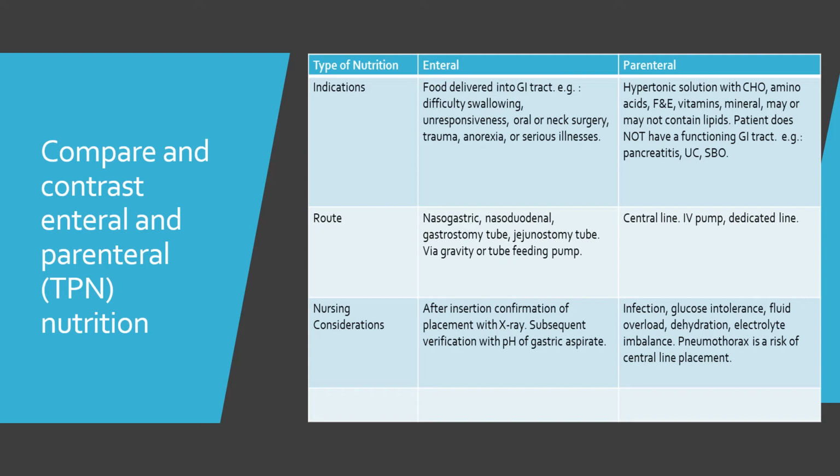Some nursing considerations for a patient that's getting TPN: high risk of infection, glucose intolerance because that TPN bag has so much sugar in it, fluid overload, dehydration, electrolyte imbalance, and pneumothorax is a risk factor once the central line is being placed. So it's not really a consideration for TPN per se. It's more because the patient is getting a central line, and we know that pneumothorax is a risk of central line.